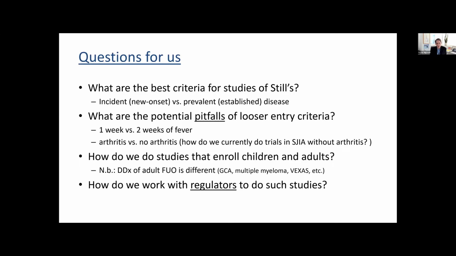And then how do we work with regulators from the FDA and EMA to do such studies? And I think we have regulators here. I would love to hear from them as well.